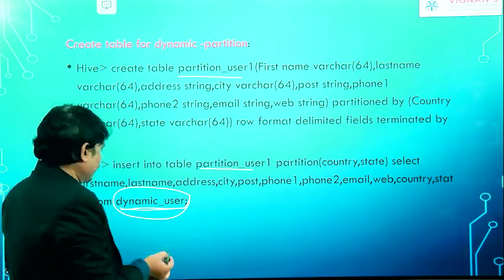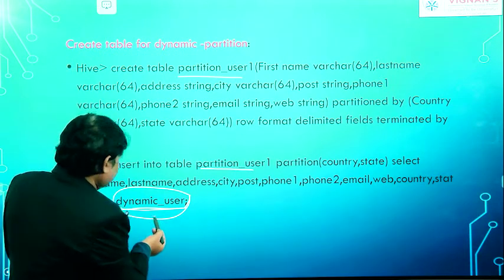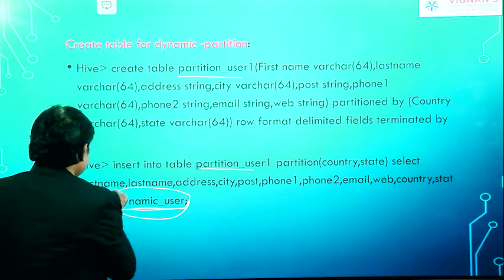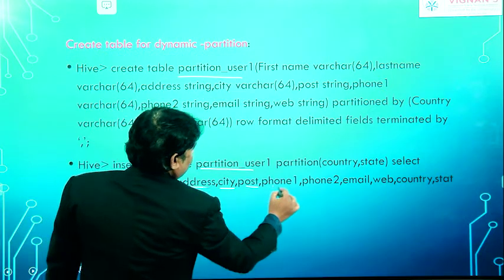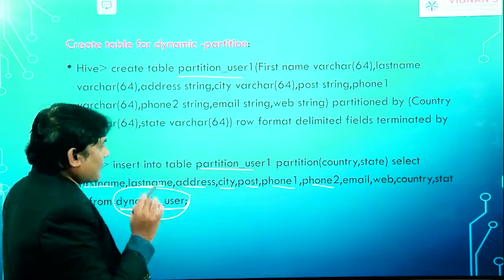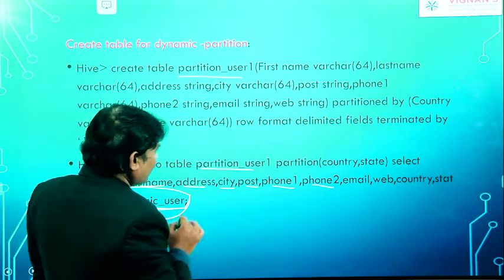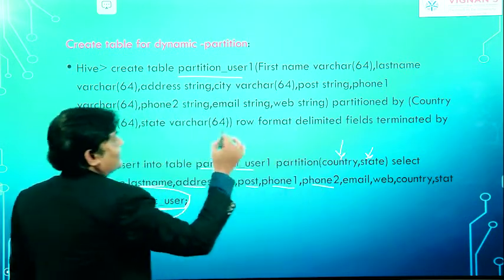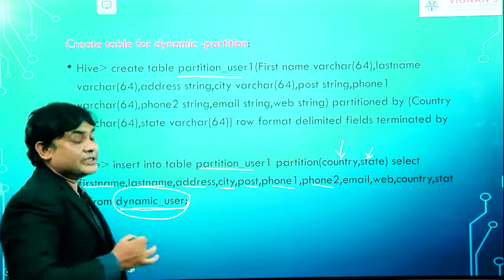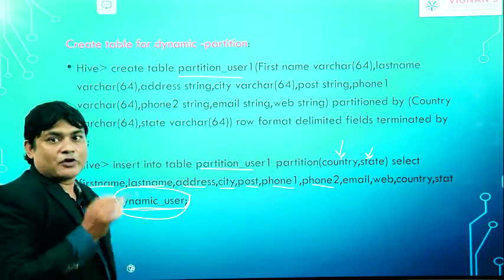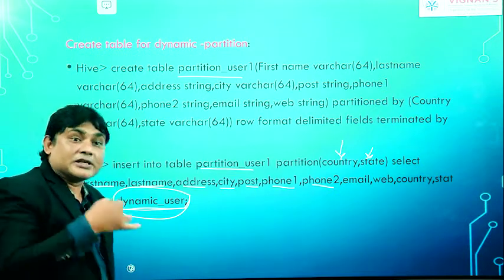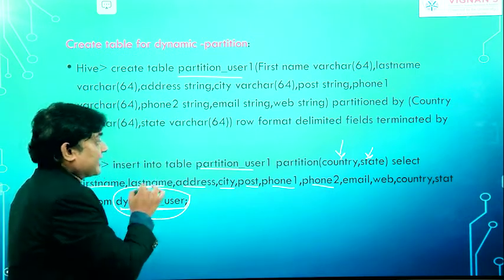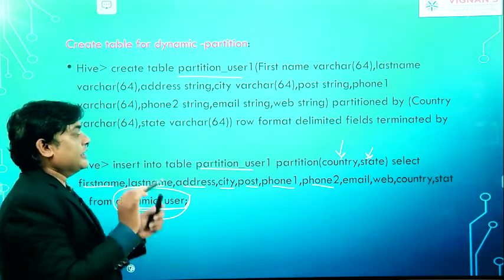So what we are doing is loading the data from this table into the partition user table. The fields I am selecting from this table are first name, last name, address, city, post, phone number, phone 2, email, like that. And I am asking to do partitions based on the country and the state. This is the beauty of dynamic partitioning. We are not mentioning the country name or the state. Dynamically it will search the given data for the country and the state, and accordingly it will do the partitioning.